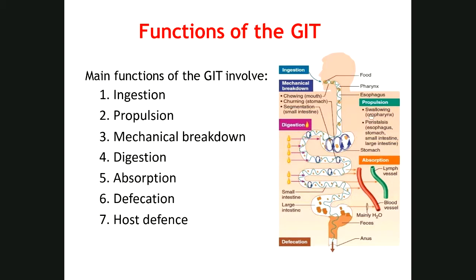The mechanical breakdown, as you can see here, includes the chewing that happens in the oral cavity, the churning by the stomach, which is a grinding, powerful breakdown of the food inside the stomach. And in addition, in the small intestine, we have segmentation, circles of constriction that happen within the small intestine that will help in the mechanical breakdown of the food particles. And then starts the digestion.